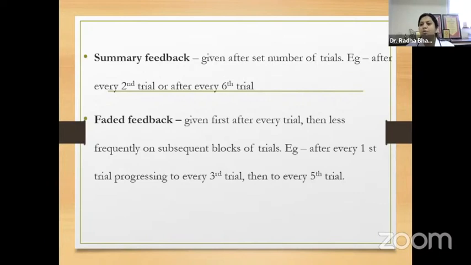Summary is, you have decided that we will have 50 repetitions, but after 10 repetitions, you choose to give a feedback, that is your summary feedback. Again, after 10 repetitions, you choose to give the feedback to the patient, that is your summary feedback.